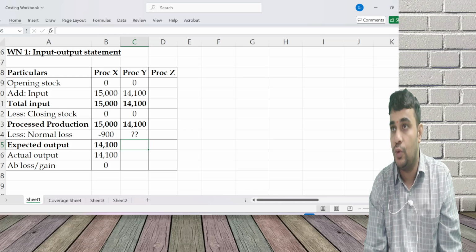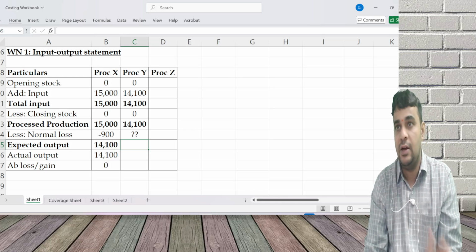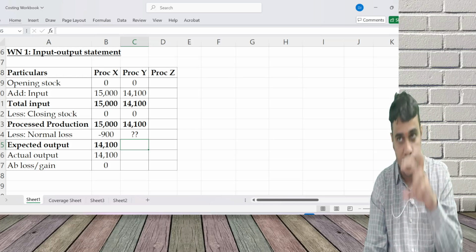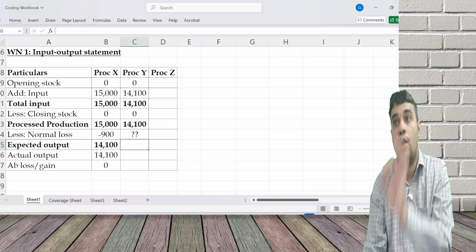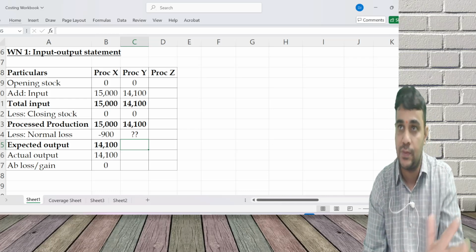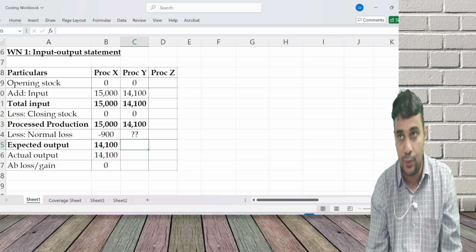Come to working note 2. We complete the process X account, which is a formality, nothing there. Process Y account, debit side we will do. We will write the formula, and in the formula normal loss will come. I go back to process Y and then close the input output statement. Other things we do later.